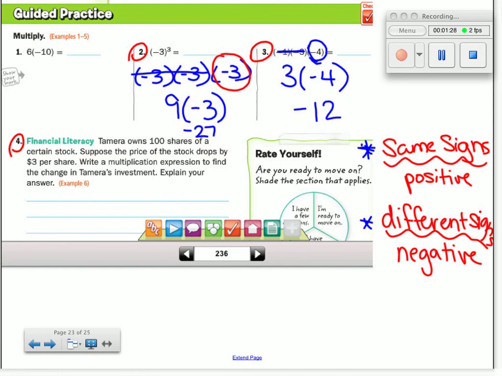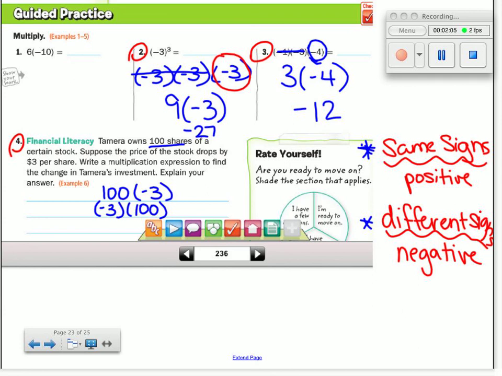Number 4. This girl owns 100 shares of a certain stock. Suppose the price of the stock drops by $3 per share. What is a drop of $3? Is that a positive 3 or a negative 3, do you think? A negative 3. Very good. So they want us to write an expression. You could write it like 100 times negative 3. You could write negative 3 times 100. Again, because of the commutative property of multiplication, you can flip it around and you'll still get the same answer.